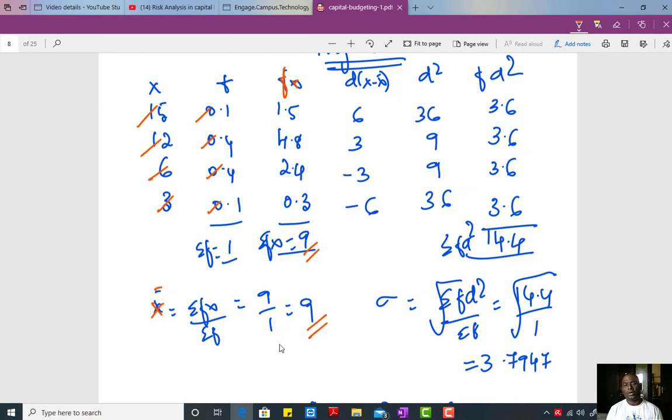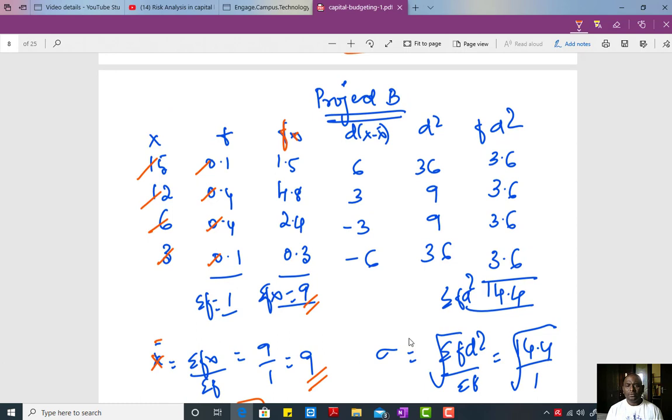Very simple. Our mean is done. Mean is equal to 9. We have found the answer. Okay, this is our 8th standard story. What is the next step? You have to find the standard deviation. How do we find it? You have to do 2, 3 steps: D square, FD square.